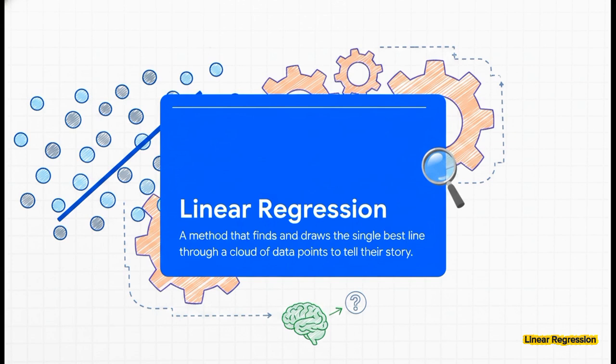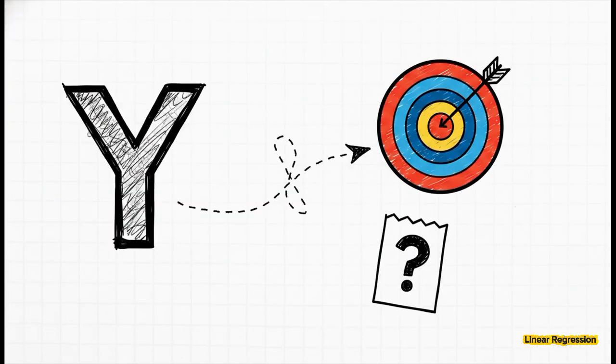Now, to crack this code, you need the right tool, and that tool is called linear regression. It's this amazing method that doesn't just draw any old line through those dots. Nope, it finds the one, single, mathematically perfect line that tells the truest story of the relationship hidden in that data. Okay, so this line gets described by an equation.